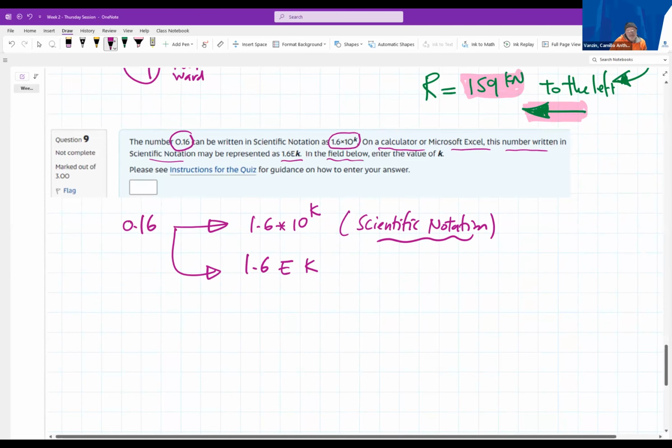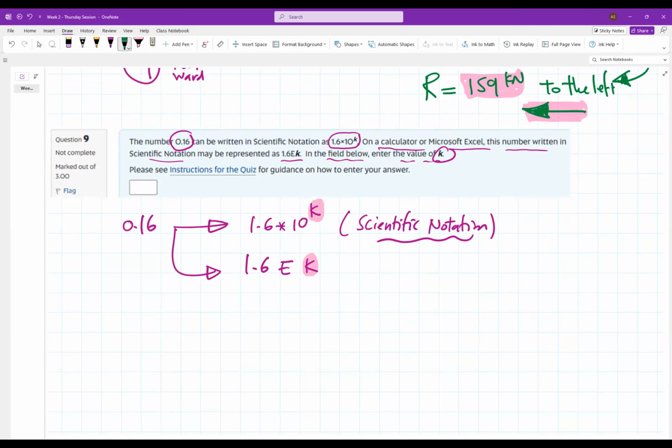In the field below, enter the value of k. So what we want is to find k. How much is k? Do you know a method to find k? I know what it is, but how do you find it? So what is it? -1, yes. Let me try to find a way to do it.